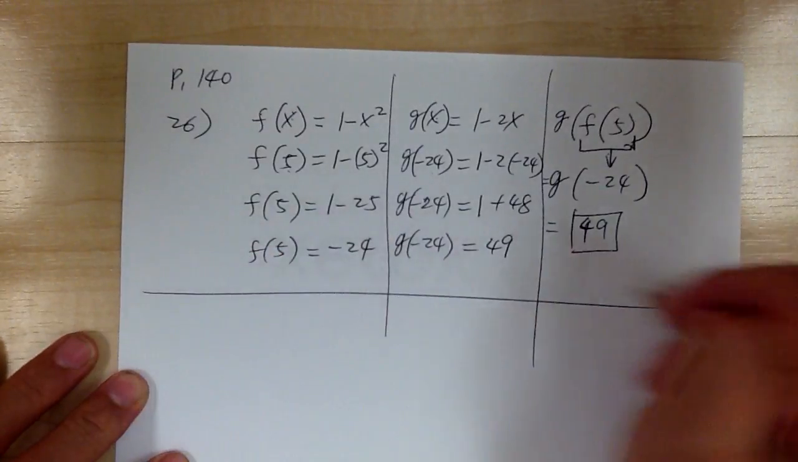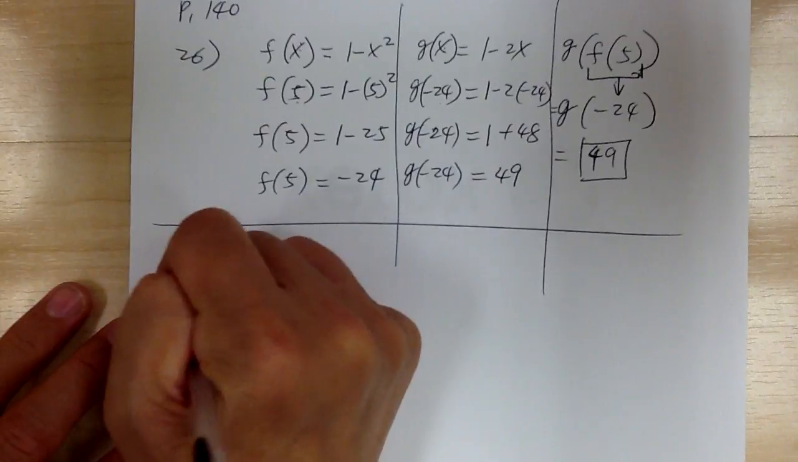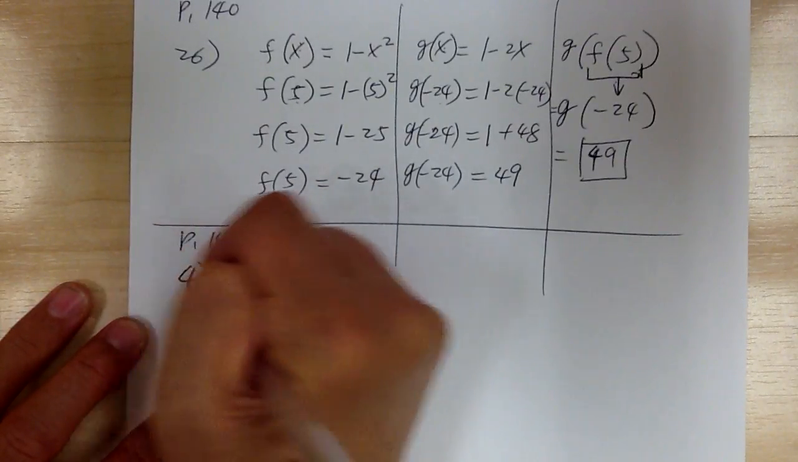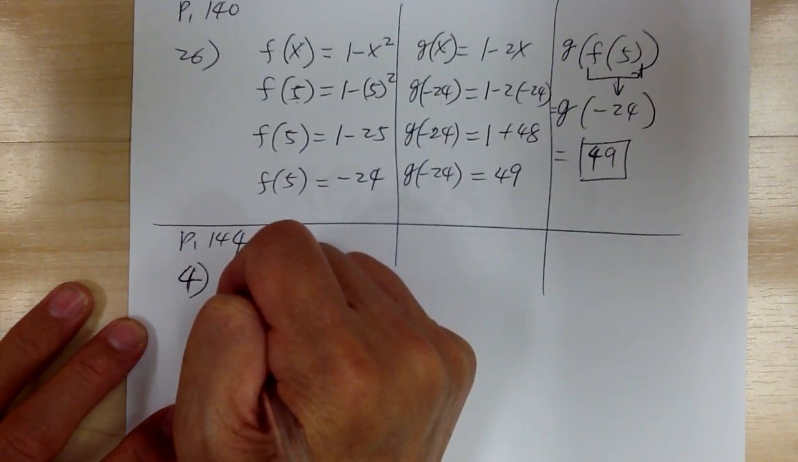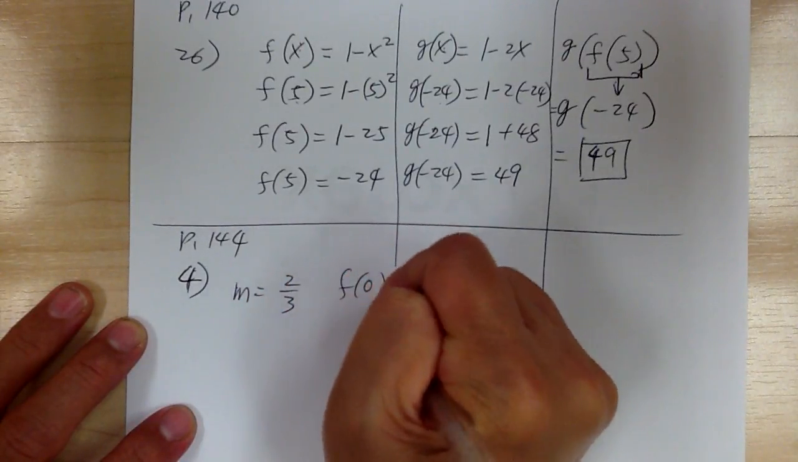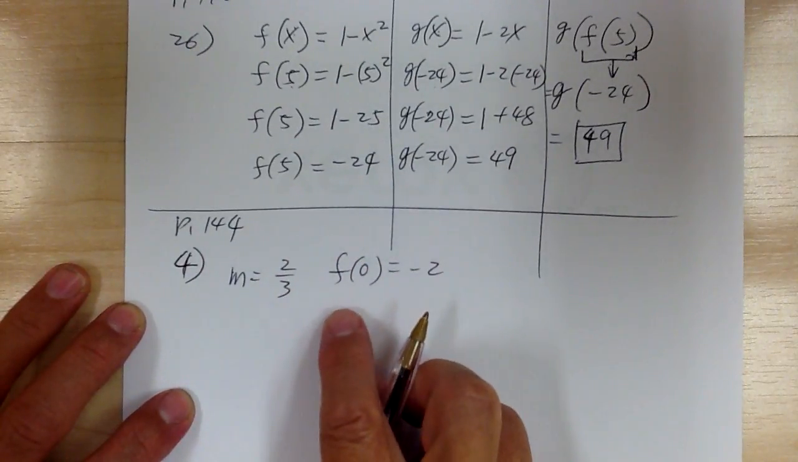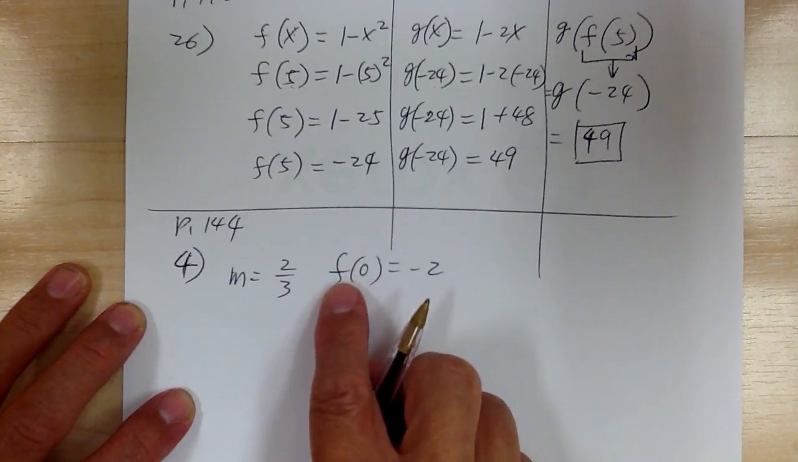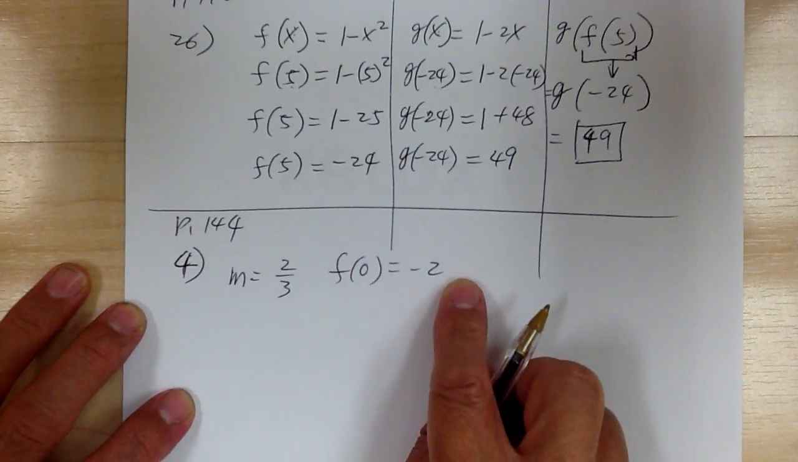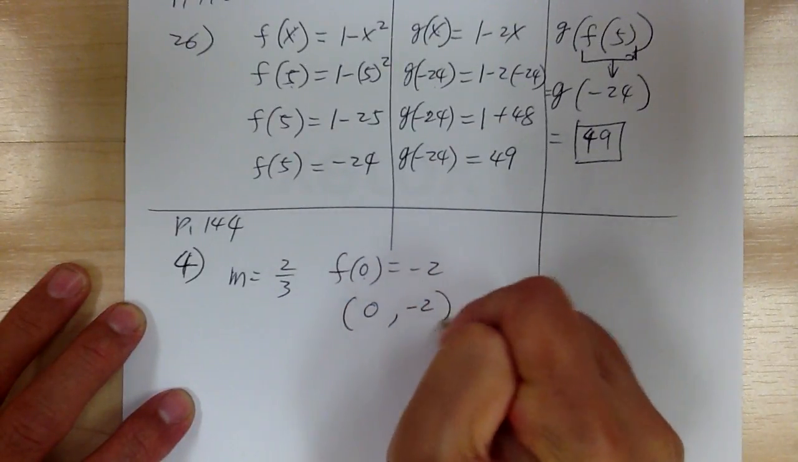Okay, let's go to page 144 and let's do number 4. Number 4, you have m equal to 2 over 3 and you have f of 0 equal to negative 2. So, and you're looking for the equation in slope-intercept form. So see what you have over here, right? F of 0 equal to negative 2. Basically what you have is that's your x and the y.